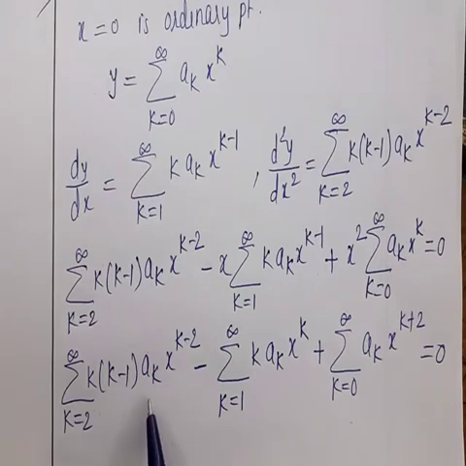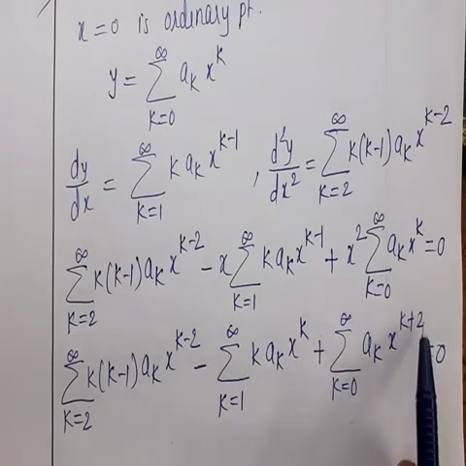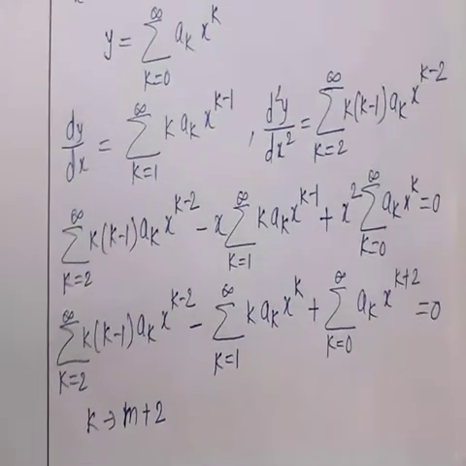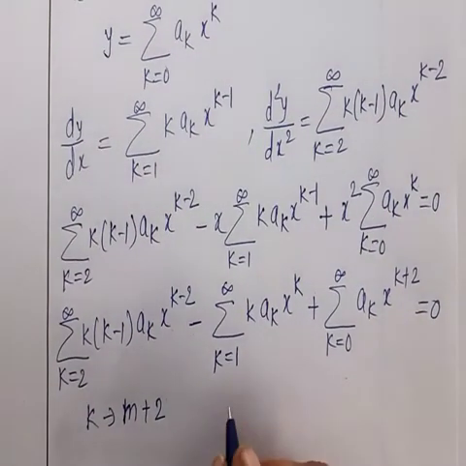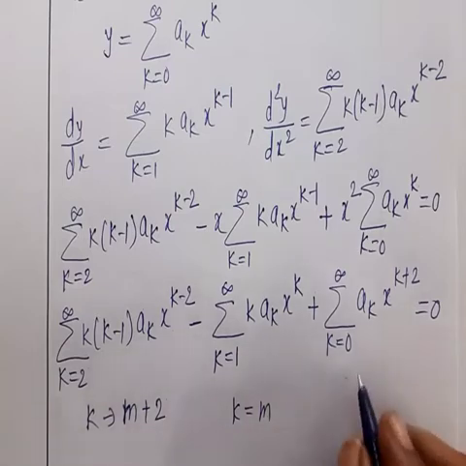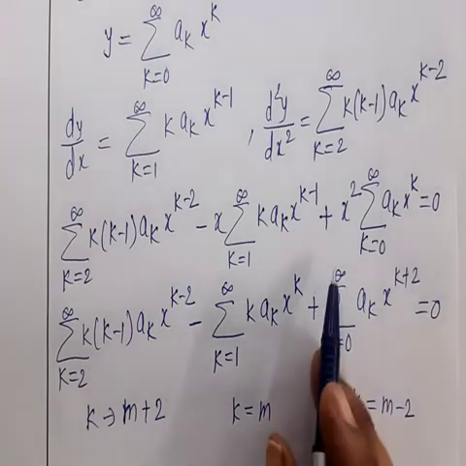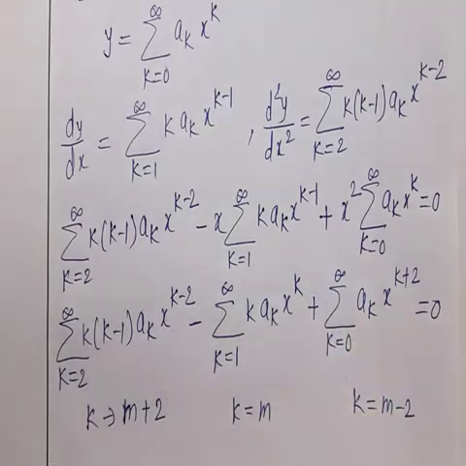Now this is a_k x^(k−2), here x^k, and here x^(k+2). First we are focusing on the powers of x. So replace k by m+2 in the first term, then replace k by m in the second term, and in the third term replace k by m−2. So all powers become x^k, here x^m.